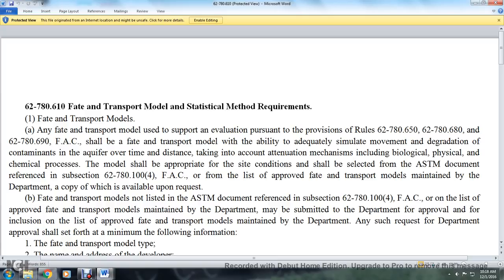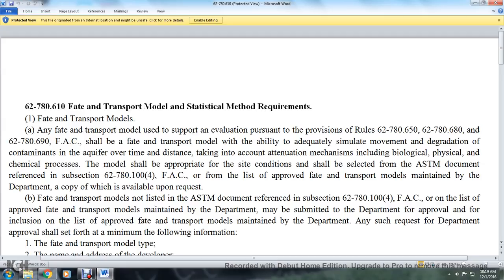of degradation, contamination, and the aquifer over time and distance, taking into account attenuation mechanisms, including biological, physical, and chemical processes. Models shall approve the site conditions and shall be selected from the ASTM documentation referenced in subsection 62-780.104 of the Florida Administrative Code, or from the list of approved fate and transport models maintained by the Department, which is available upon request.